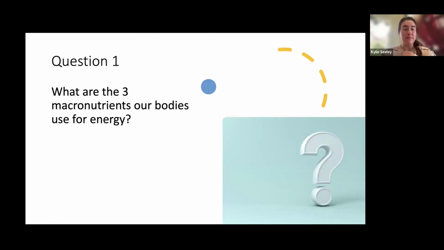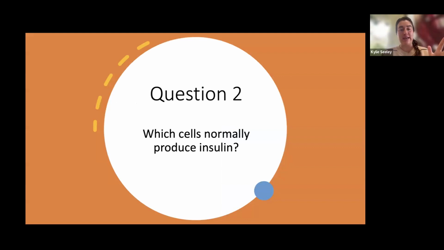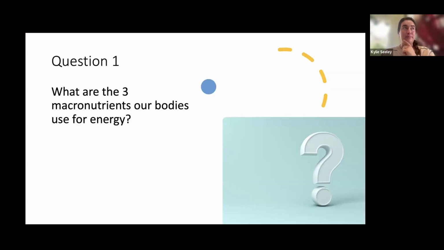So the 3 main macronutrients in our body are carbohydrates, proteins, and fat. And like I said, our body prioritizes carbohydrates as the primary source of energy. And when carbohydrates aren't available, or if our body isn't able to utilize the carbohydrates or glucose that we have in our body, it will then start using protein or fat as its primary energy source.